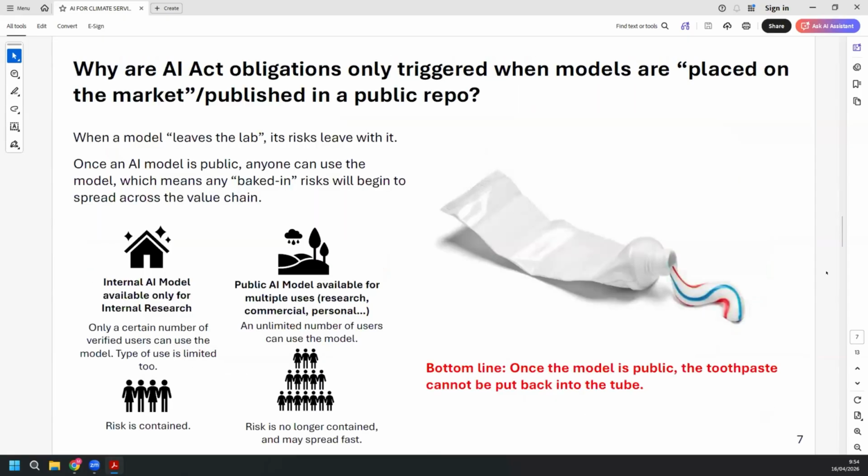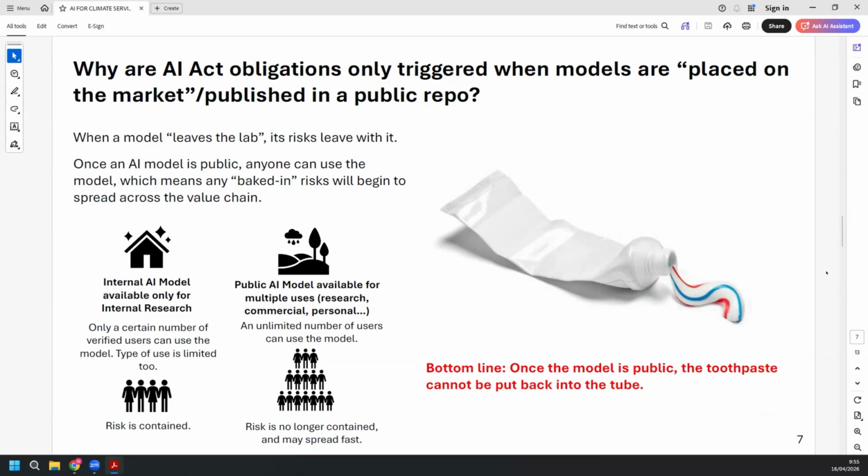Okay, another point to take into account is that the obligations of the Act are triggered when you put the model on the market. So what does this mean? It's a term that can be pretty confusing because it doesn't mean that you are charging people to use your system or model, which is basically OpenAI, ChatGPT, Claude, etc. It also means that you are putting your model in a public repository for other people to download and use. So try to think about these things. It doesn't mean that you are charging people. It means that the model is public and anybody can use it.